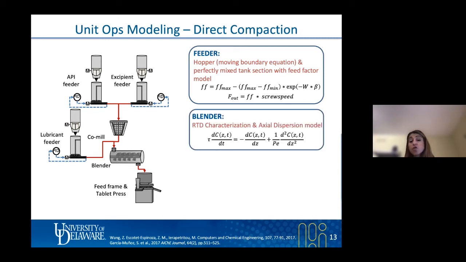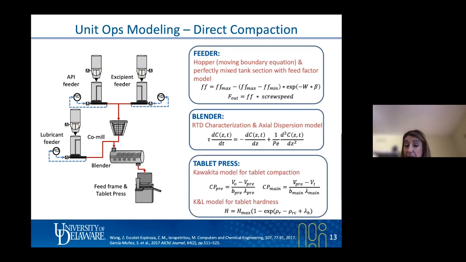For each one of these unit operations, we have developed semi-mechanistic models. The reason I say semi-mechanistic is that we have some equations, for example for the feeder, the feed factor model, which takes into consideration how the unit operates. But in this model there are some parameters, like the maximum and minimum feed factor and the beta value here, which have to be connected with the material properties. And this happens in a semi-empirical way, using data from our laboratories.